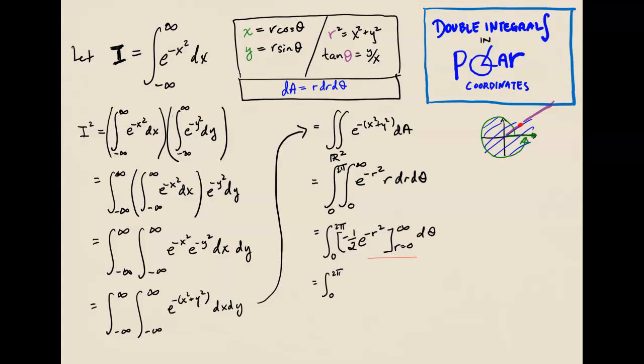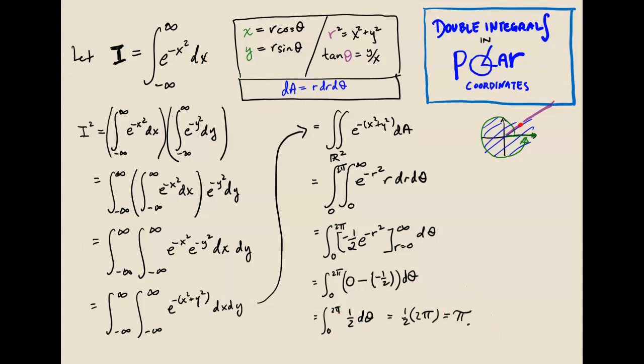Well, this is easy to evaluate because when we pop infinity in for r, we get e to the minus infinity, which of course is 0. So this whole thing becomes 0. So I would get a 0 there, and then I subtract off the result of popping in 0 for r. When I put 0 in for r, this whole thing becomes 1, so I get minus a half. So I have 0 minus a half d theta. Or in other words, the integral of 1/2 as theta runs from 0 to 2 pi, which is of course half of 2 pi, which is pi.